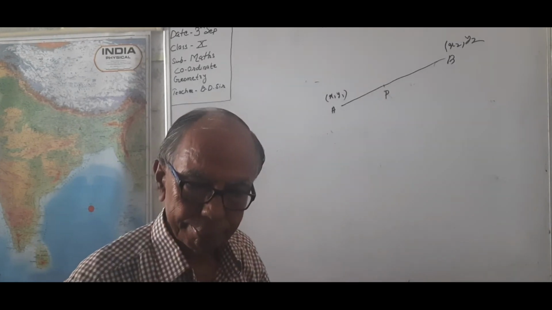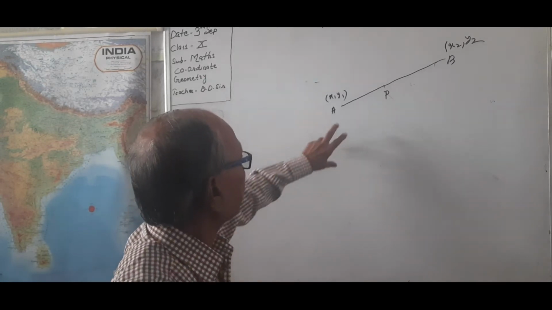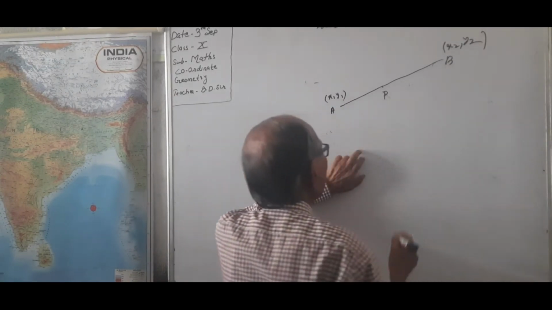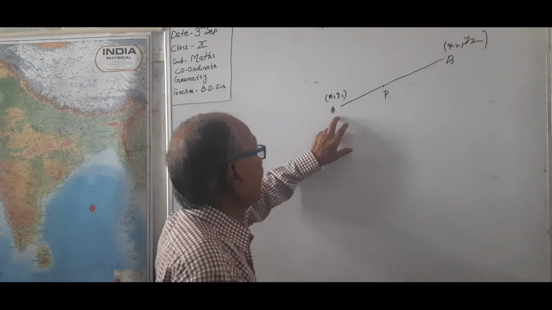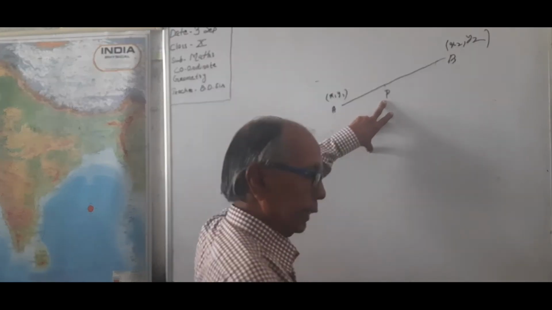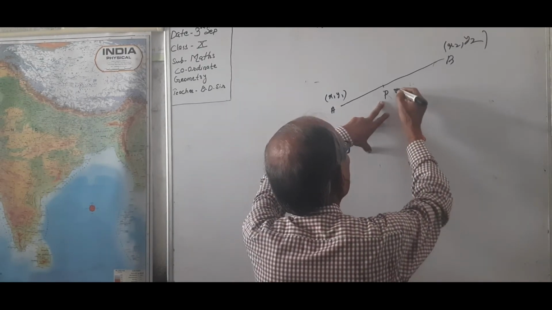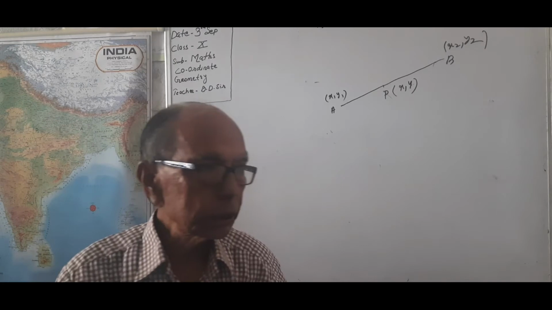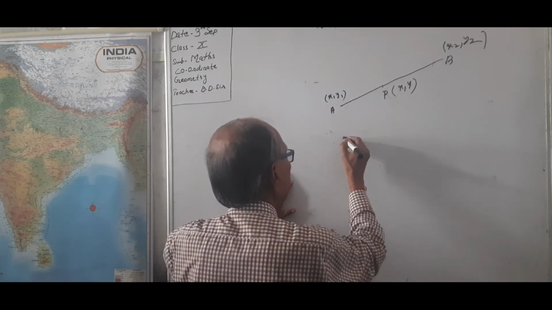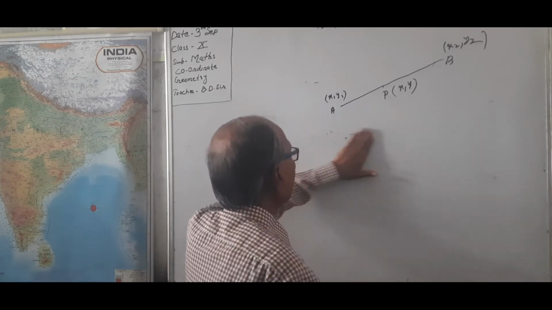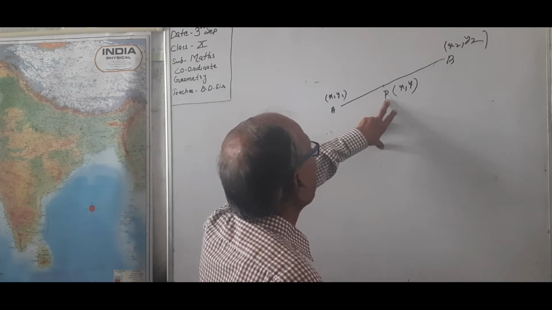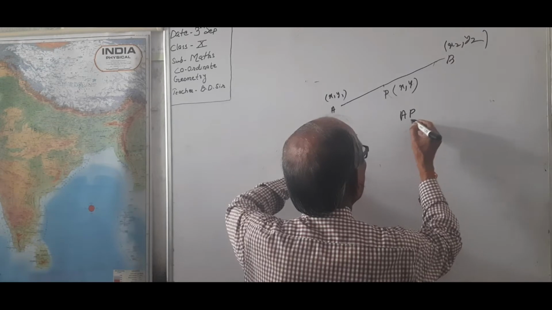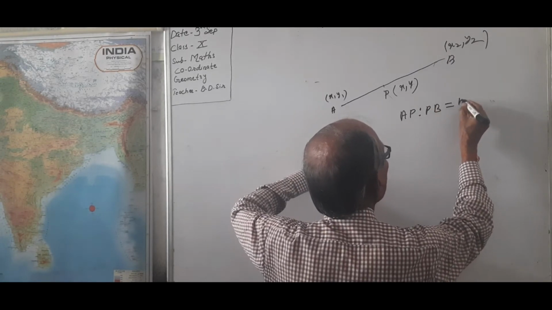AB is a line and the coordinates of point A is x1 y1 and coordinate of point B is x2 y2, and in the line AB, there is a point P anywhere, and suppose the coordinate of P is x and y, then actually we have to find the coordinate of P. Mind it, this point P divides the line AB in the ratio m is to n, means AP is to PB is equal to m is to n.